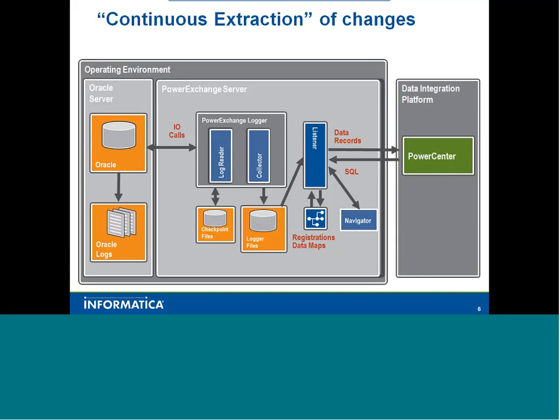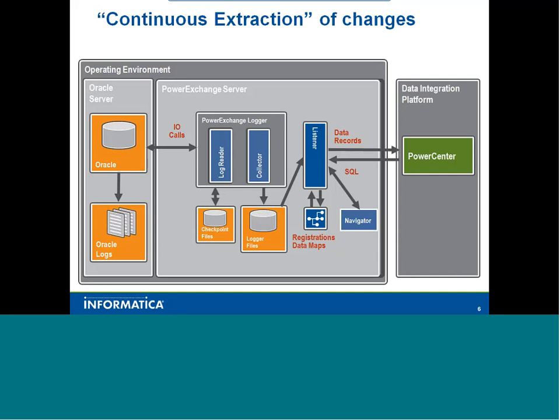The center of the screen is Power Exchange, which really consists of two components, the Power Exchange logger and the Power Exchange listener. The Power Exchange logger uses our log reader code to read the logs, both archive logs and redo logs, and write records of interest, in other words, information from the tables that you want to be capturing changes for, into the change stream. The change stream is synonymous with our Power Exchange logger files.